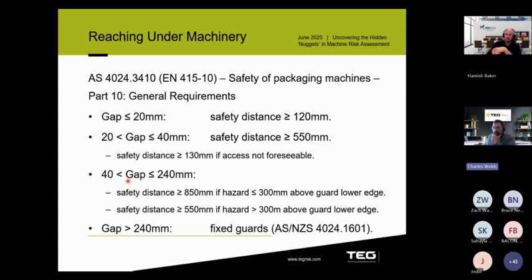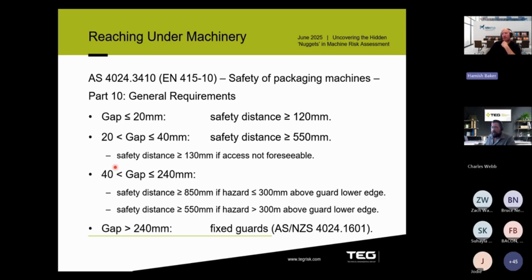Same again with the gaps of 40 to 240, and there's 150 more gap. If your hazard is 300 mils above the lower edge of the guard, like in our scenario, then the safety distance has to be at least 550. As long as you do that, and the gap's in this range, there's no problem with that. And the reason for that is because people need to be able to do their tasks. If you want to be sure of having an accident, the best thing you can do is to try and keep people out of doing their tasks, because they'll find a way to do it. And we see it time and time again in our line of work. So giving them access that they need is really important.